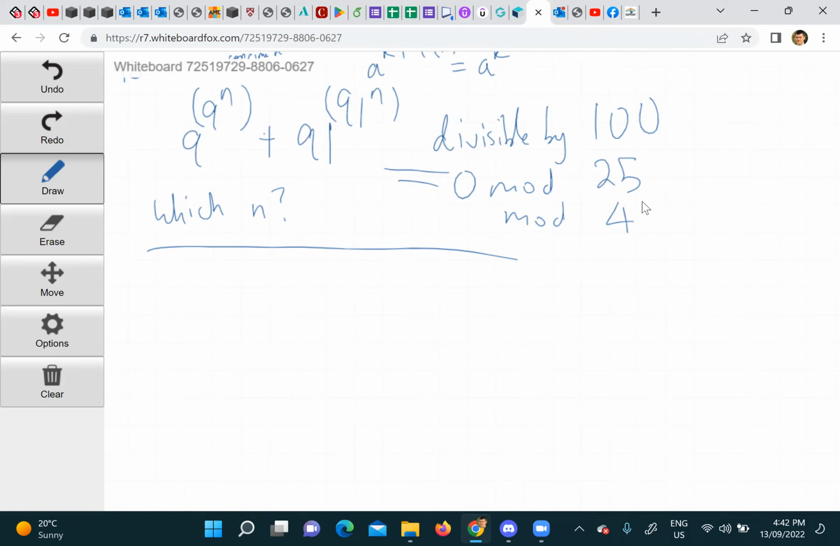So can you see mod 4? You get 1 to the 9 to the n, right? Plus 3 to the 91 to the n, right?